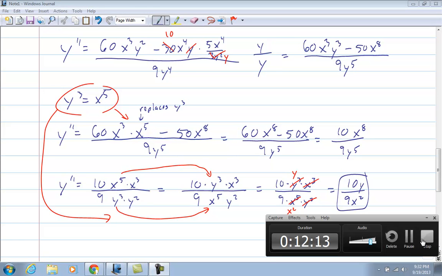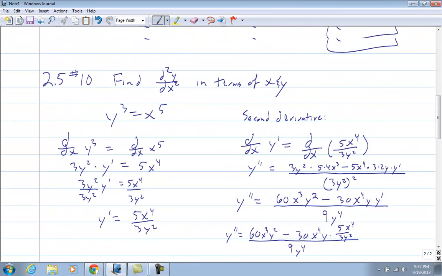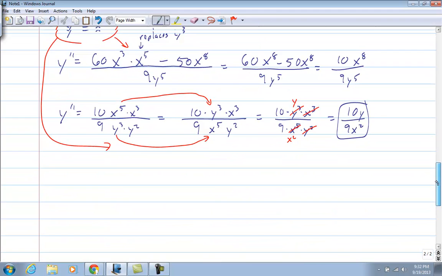Oh, before I end this, I wanted to say that this is number 49 from the book. And it'll be slightly different probably than what the book has. They changed coefficients. It might be y to a different power, x to a different power. So, okay, have a good day.